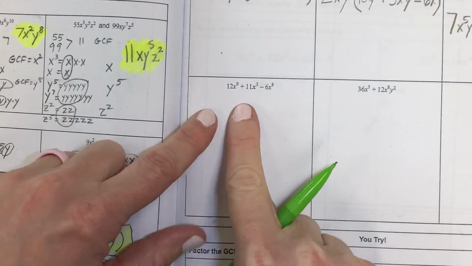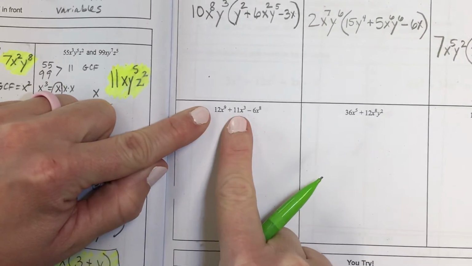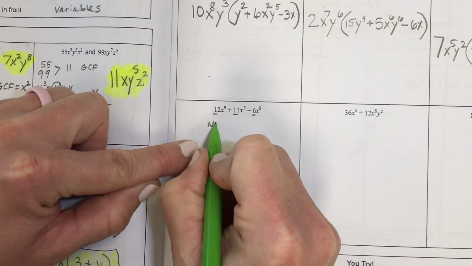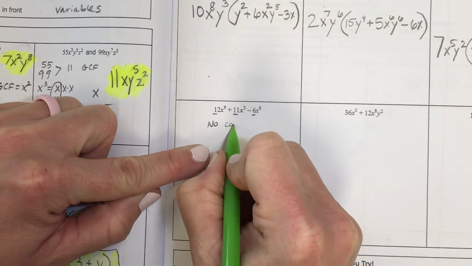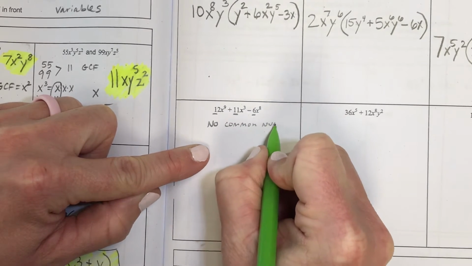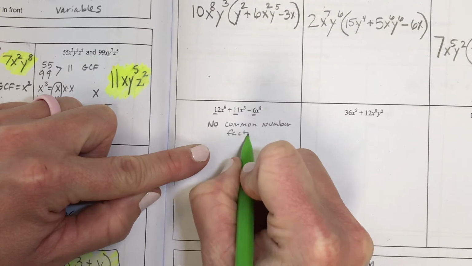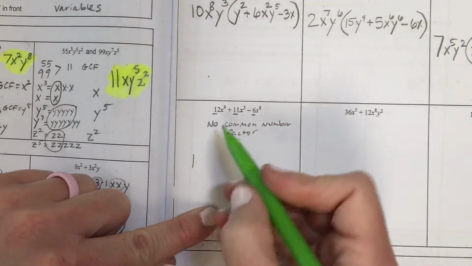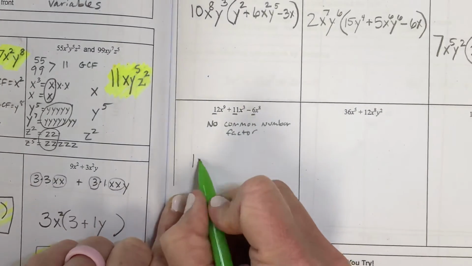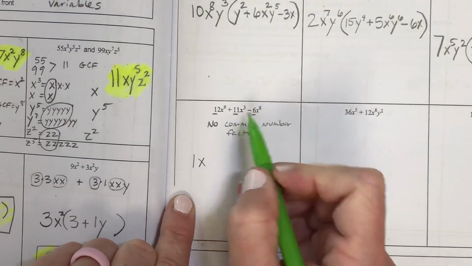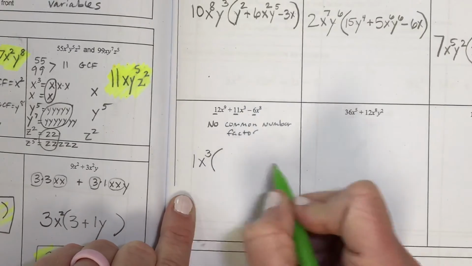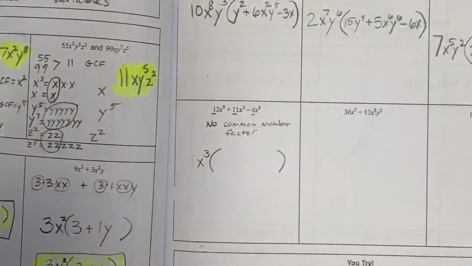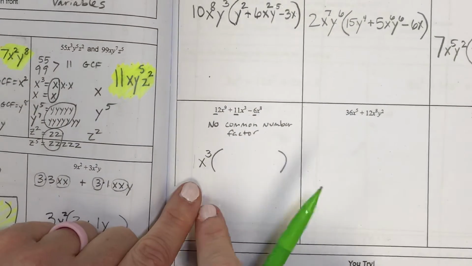For this question over here, between 12, 11, and 6, there is no number in common here. So what we're going to do is take out essentially 1. But now I'm going to look at my letters. Between my letters, 9, 3, and 8, the smallest power is 3. Now I don't really need to take out a factor of 1, so I'm going to erase that. Otherwise, I would have said there's no common factor.